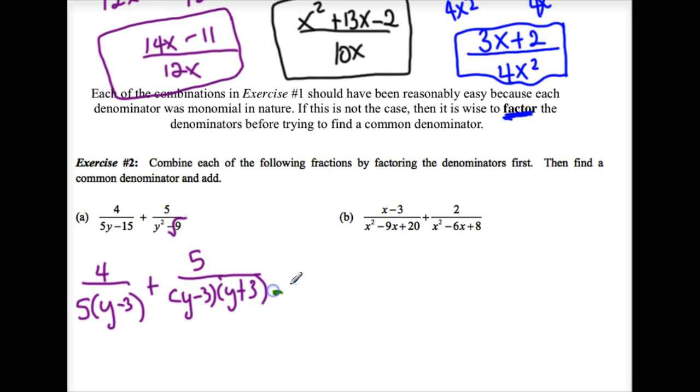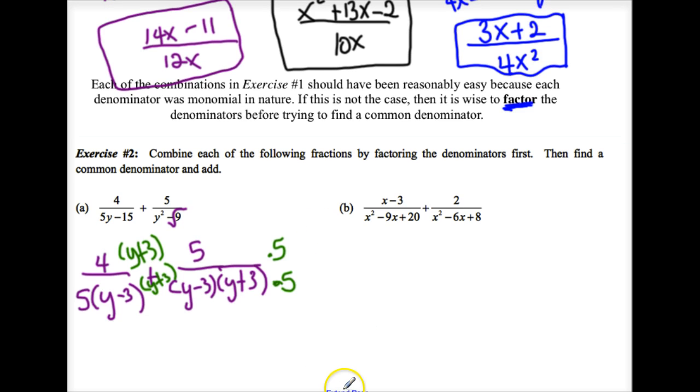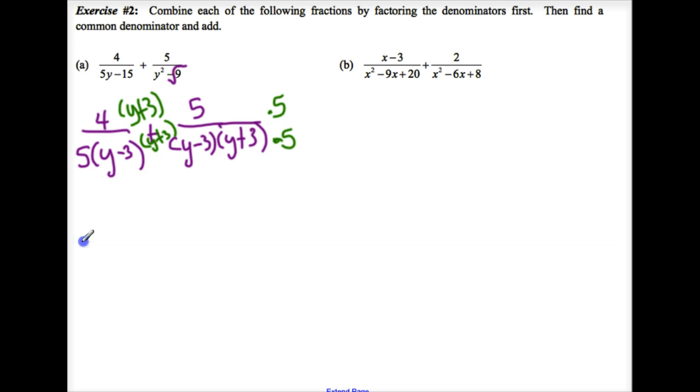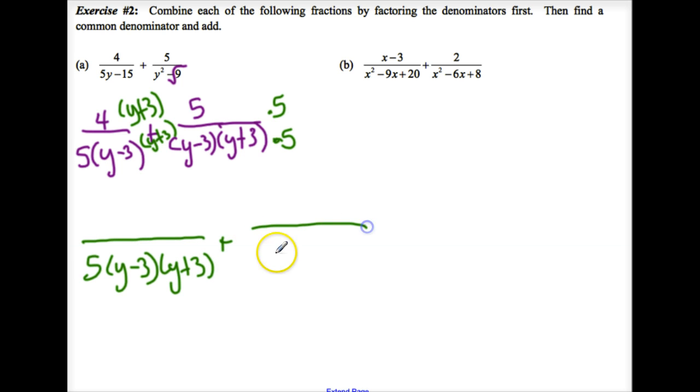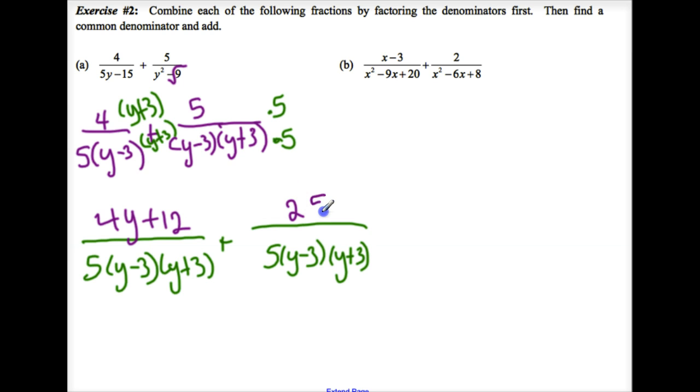So if I multiply this by 5, and then I multiply this side, I'll just write it here, by y plus 3, then what I'm going to do is now make this where the entire thing becomes 5 times y minus 3 and y plus 3. That's going to be my whole new denominator. I'm in the bottom. So I need to figure out my numerator. Here in this case it was 4y plus 12, and in this case it's 25.